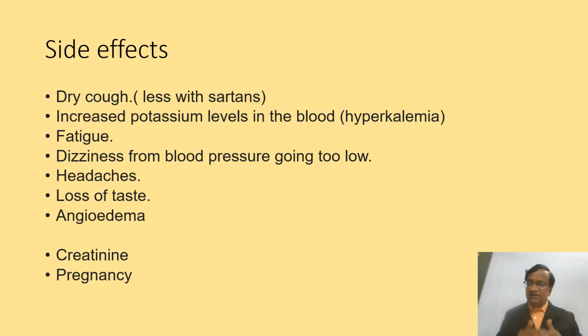Now we know what the effects are. We have used them in hypertension, in heart failure, in acute myocardial infarction to improve repair, and in microalbuminuria. These are the 4 indications of these sartans or prils.